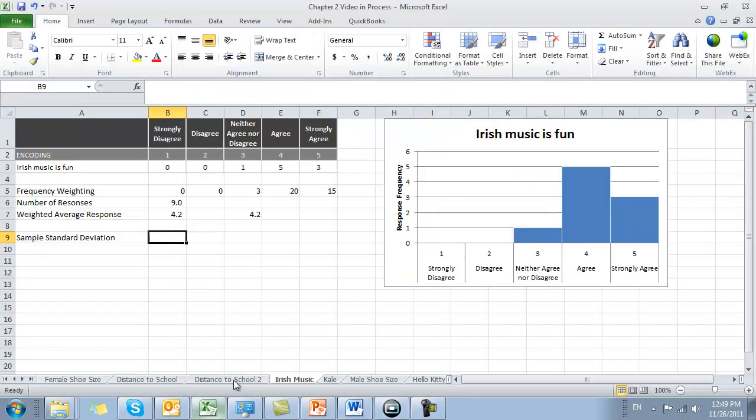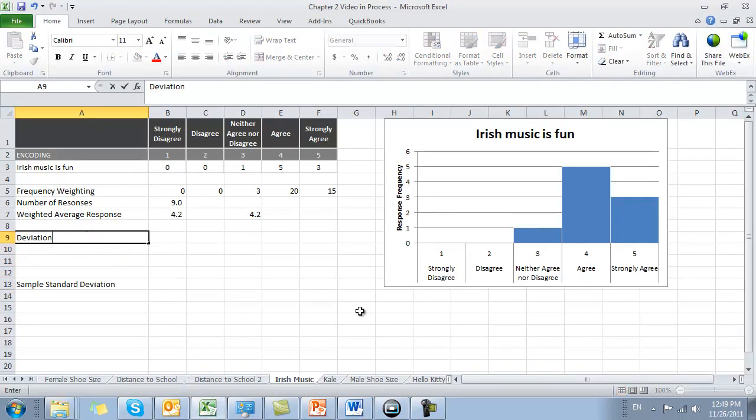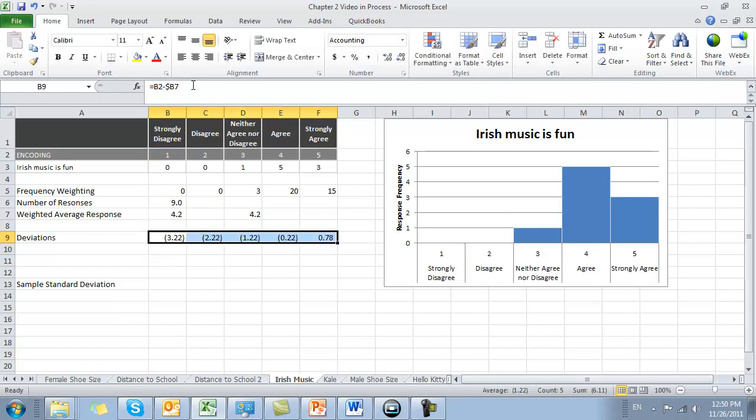Quite a few steps. So I'm going to move this down a little bit and put in here deviations equals 1, that's the response encoding, minus the average response, 4.2. Here I'm going to copy it from column to column. I need to hold the average constant, so I'll put the $ there, copy and paste. So these are negative, this one's positive.